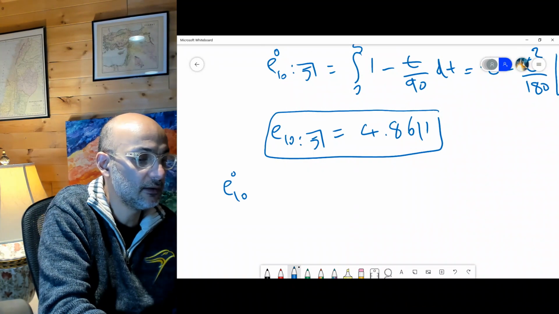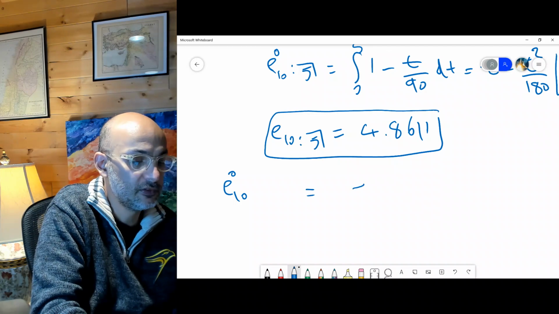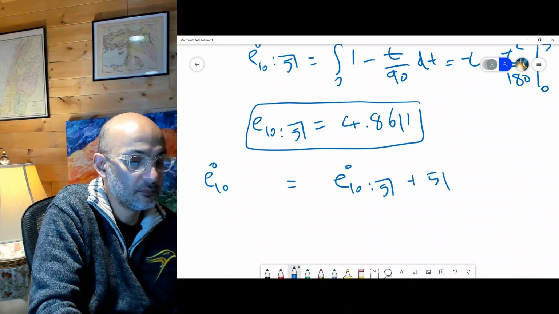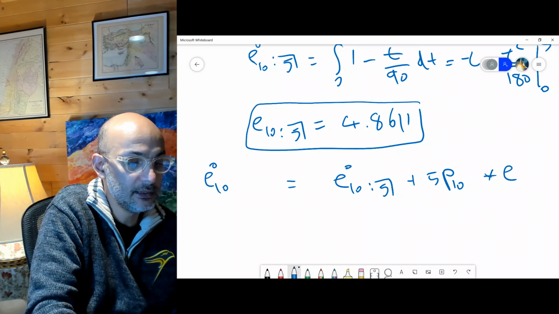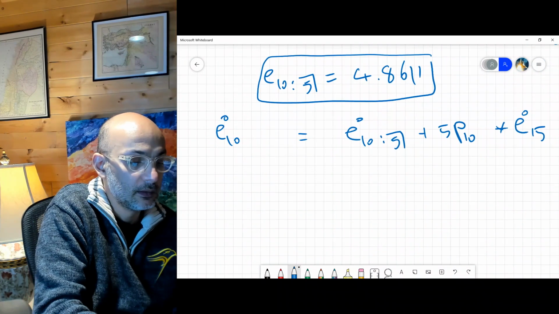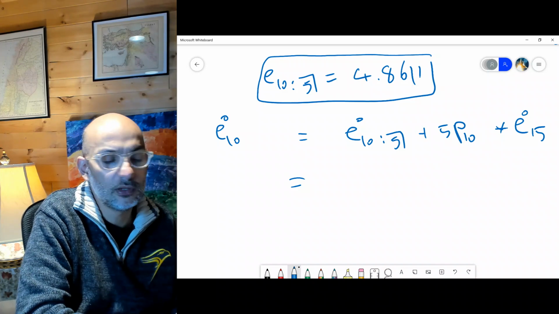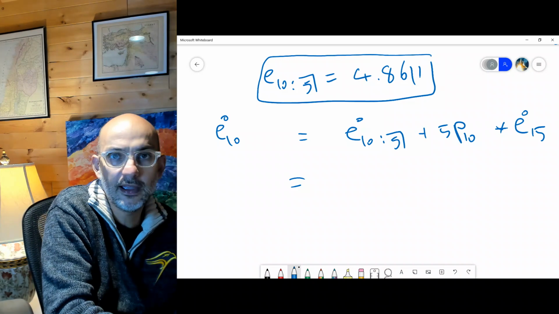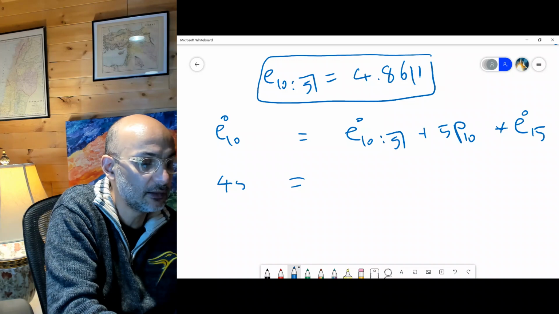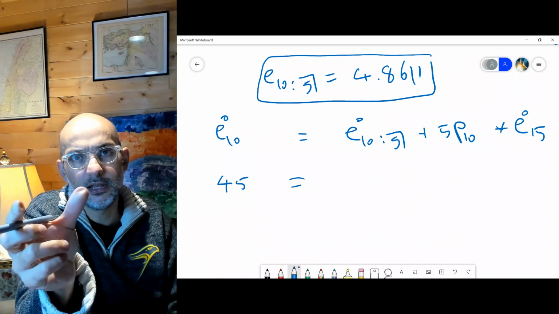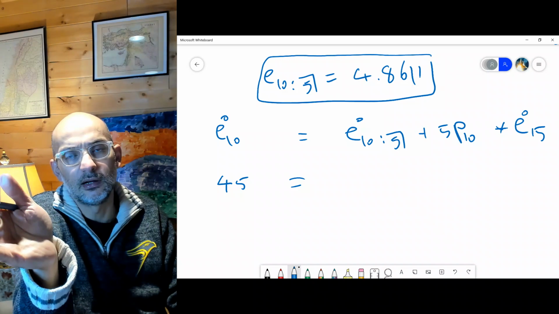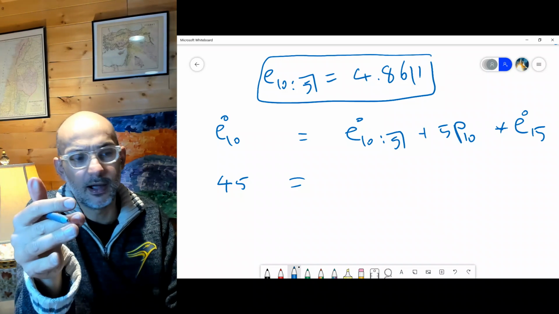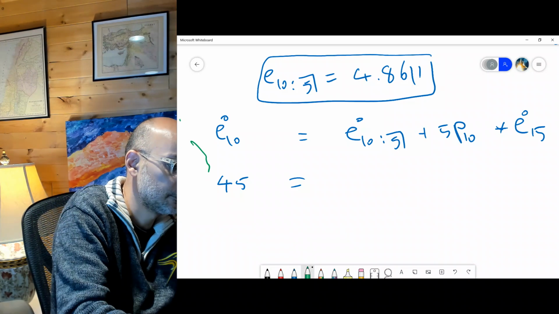So what we wanted now is to look also at the relationship that we looked at. Let's verify using this relationship: 5p10 multiplied by e15. e10 for a uniform distribution over 90 will be 90 over 2, which is 45. Quickly, because the remaining lifetime is 90 years, you divide omega by 2. Not to forget, it's (omega minus x) divided by 2.